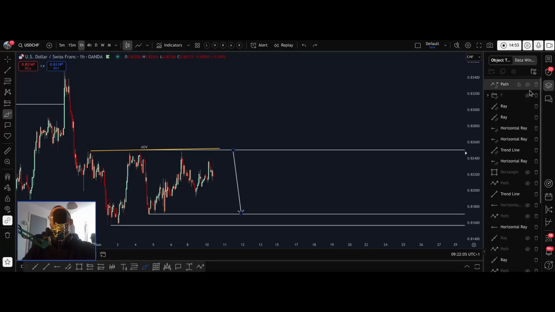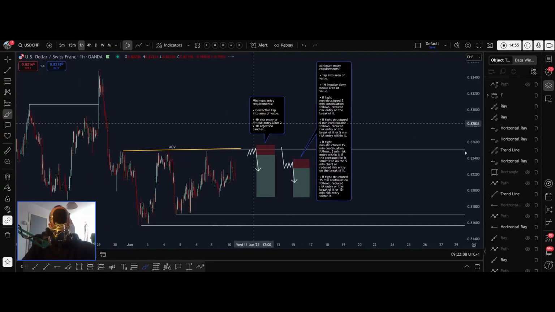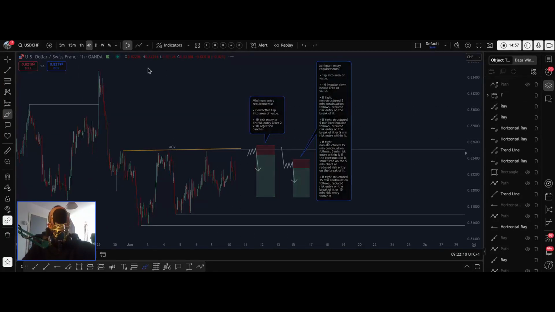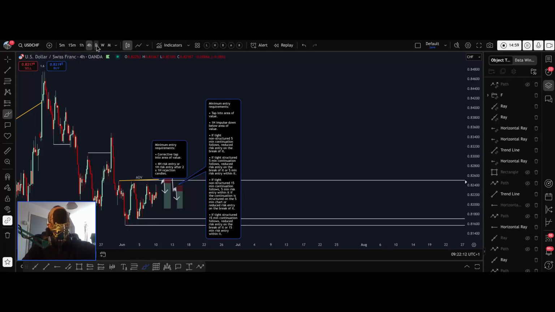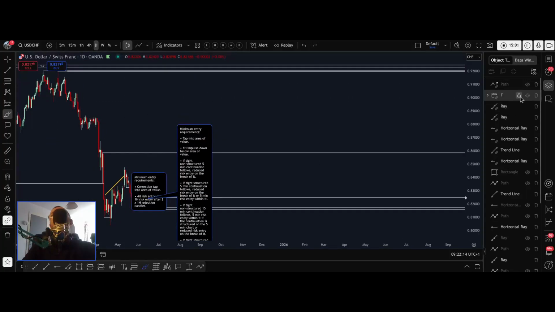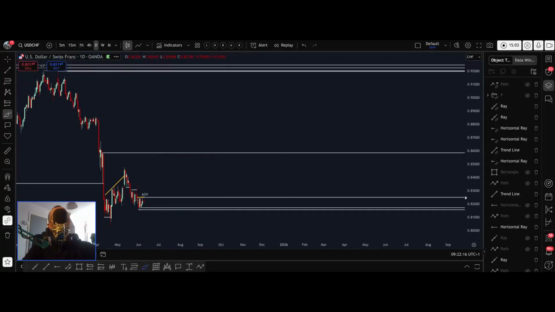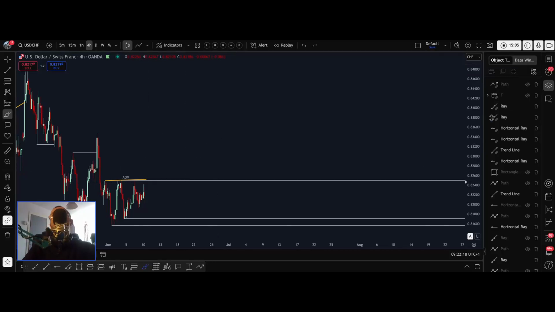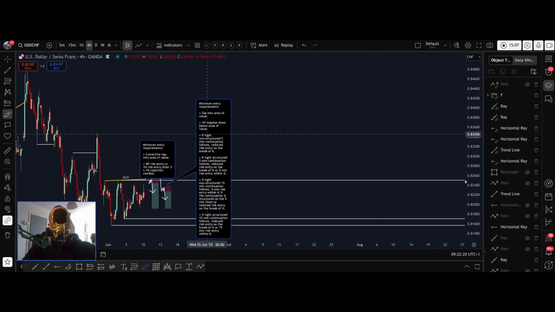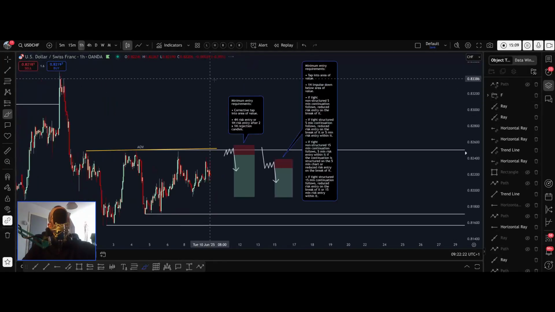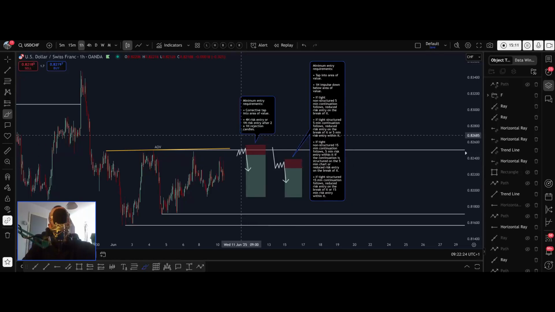So what I'm going to be looking for is a 4-hour rejection. If we just zoom out a minute, I can see this structure on the 4-hour chart. I can't see it on the daily chart. So because I can see it on the 4-hour chart, that's the highest time frame that I can see it on. My 4-hour rules apply, which are a 4-hour rejection here or 2 1-hour rejections.